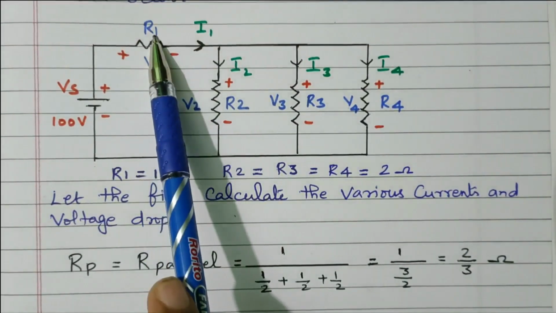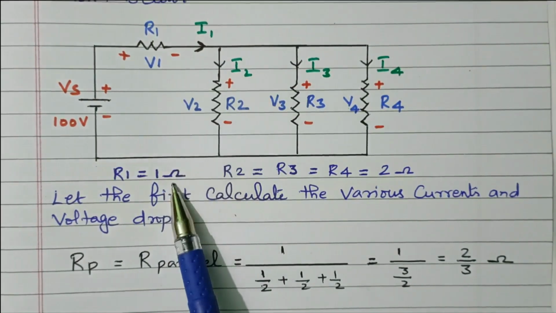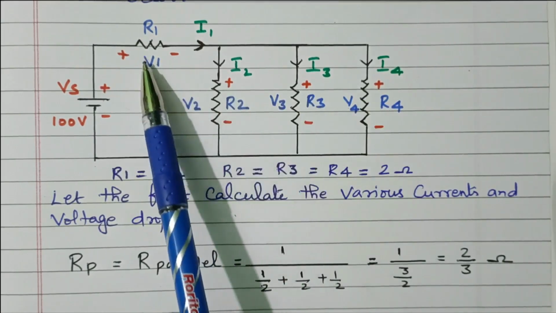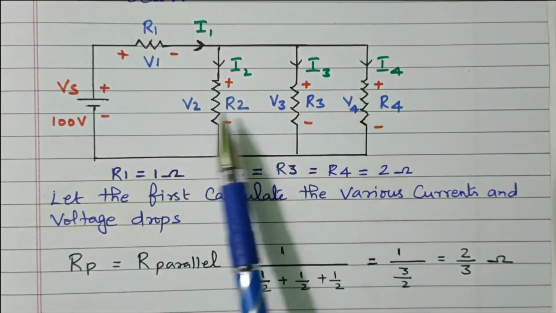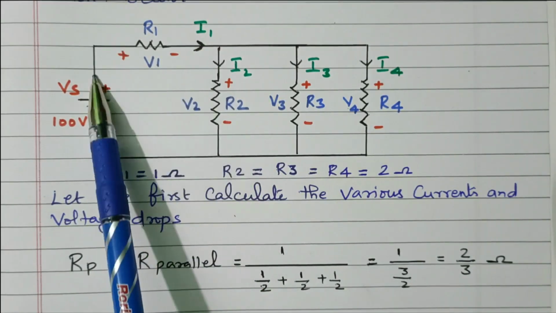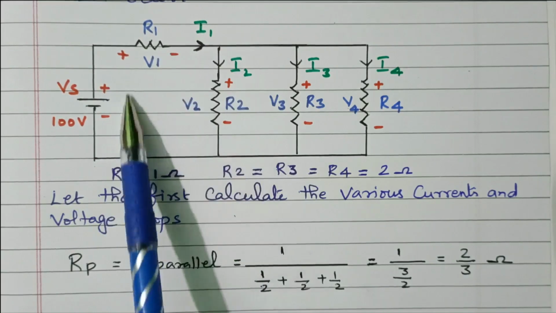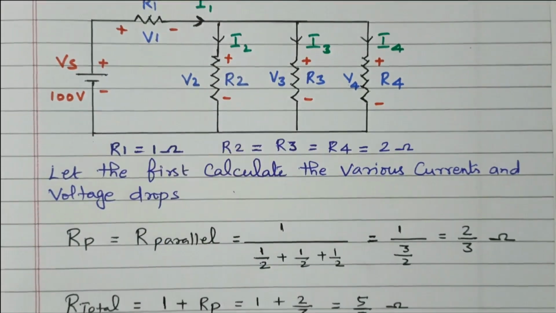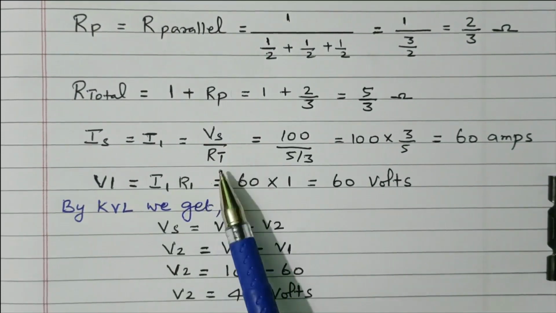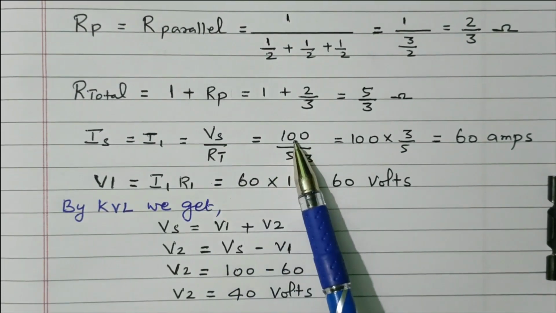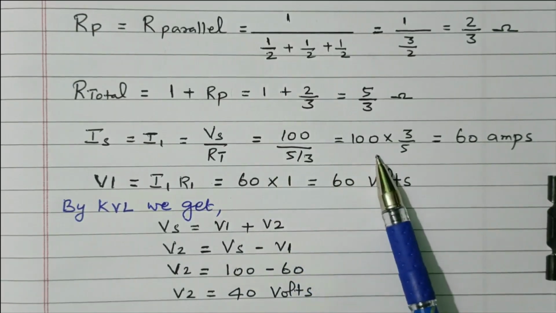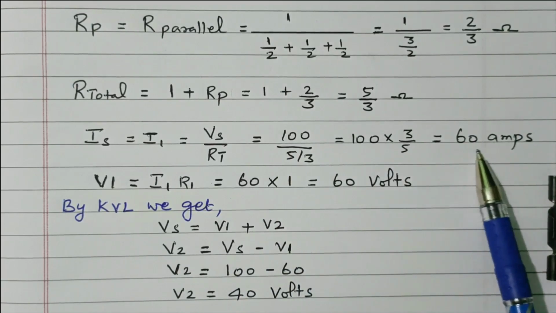This is R1, and its value is 1 ohm. This R1 is in series with this parallel combination, so that is 1 plus 2 by 3. Similarly, the source current is equal to current I1. Both are the same. The source current Is equals I1, because R1 is connected in series with the source. So that is Vs by RT. Vs is 100 volts, the total resistance is 5 by 3. So it is 100 into 3 by 5, that is equal to 60 amperes.